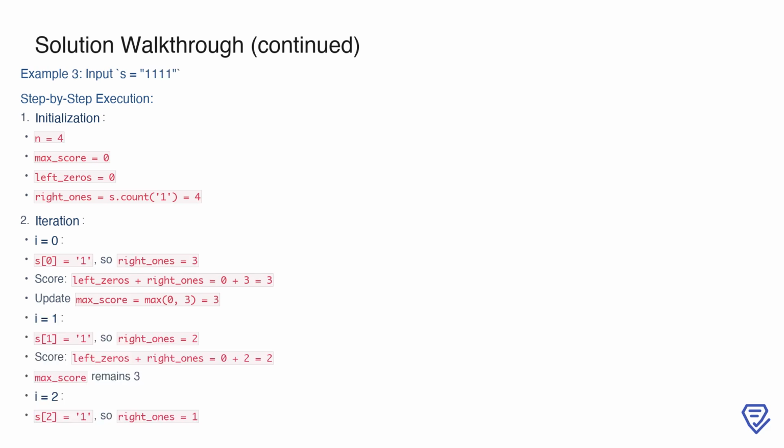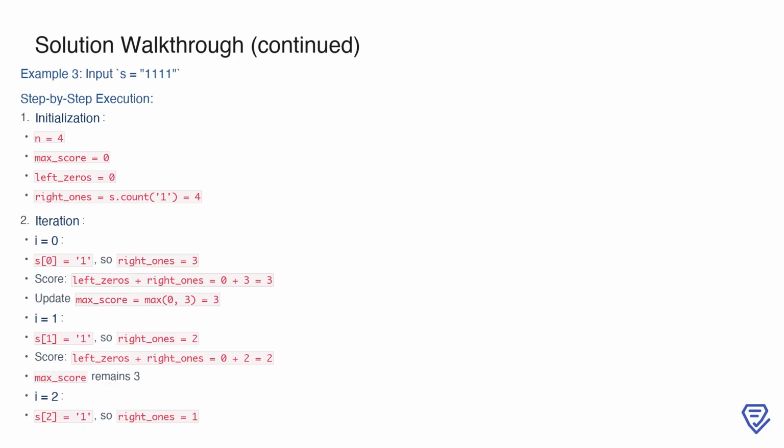In this example, the input string is s equals 1111. We start by initializing the variables. The length of the string, n, is 4. We set max_score to 0, left_zeros to 0, and count the total number of ones in the string, which is 4. Thus, right_ones is initialized to 4.